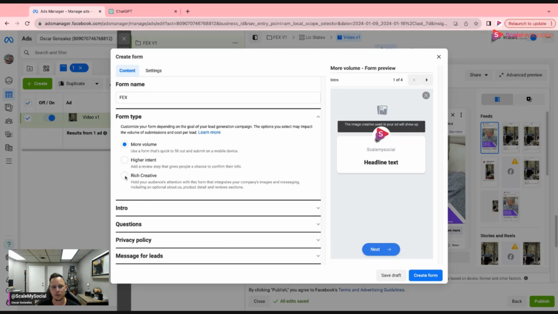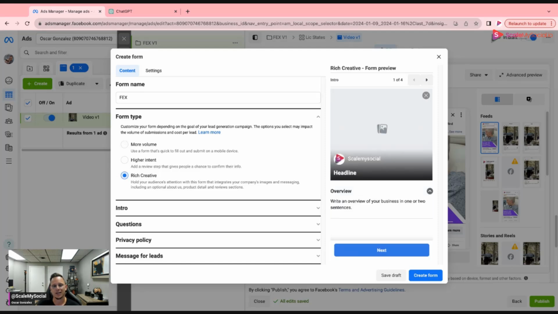I recommend you use rich creative, okay? Rich creative, it just looks more professional. It gives you more things to be able to write within the lead form. And for us, I think it helps because you're able to keep people engaged. And again, the most important step that they're taking, which is completing your lead form. So here we are. We're going to create a rich creative form and we go into step one, intro.